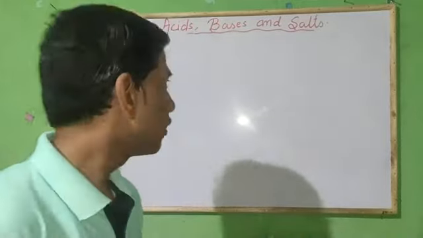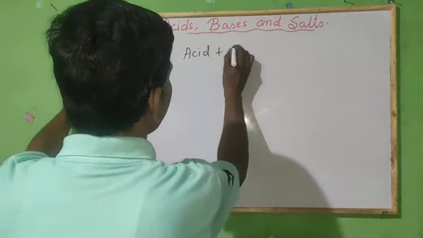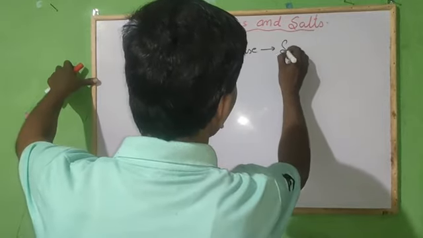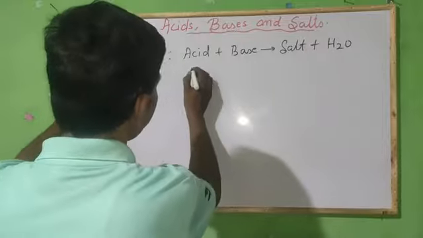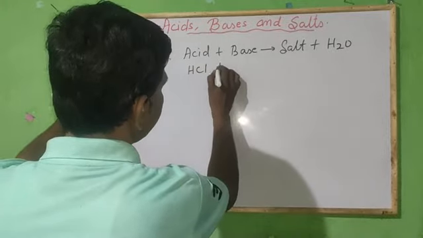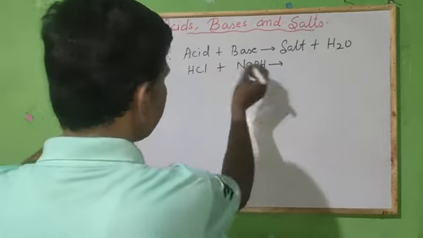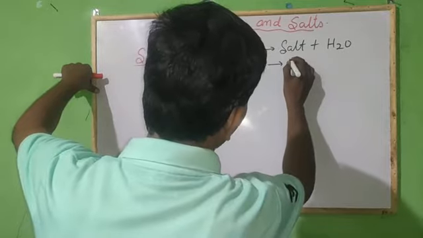Clear? So you have to know that when an acid comes in contact with a base, there will be formation of salt and water. You can take any example. Suppose I am taking hydrochloric acid plus one base, that is sodium hydroxide. When acid and base come in contact with each other, there will be formation of salt.